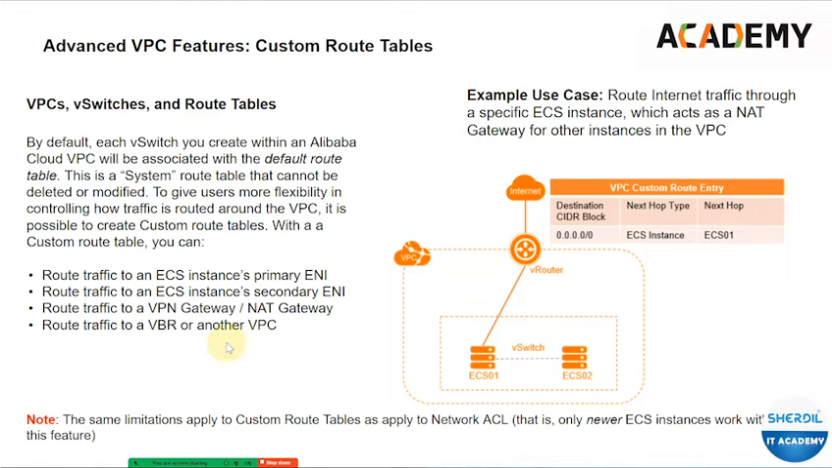so as you can see, route traffic to the CEN instance is the primary ENI, route traffic to the ECS instance is the secondary ENI. So we have the custom route tables, and we have two ECS instances, ECS1 and ECS2, connected to the same vSwitch, but ECS1 needs to go outside. First it will go to the router, and the router will decide what is the best way to go outside. The best way to go outside is the internet, so it will connect directly to the internet.